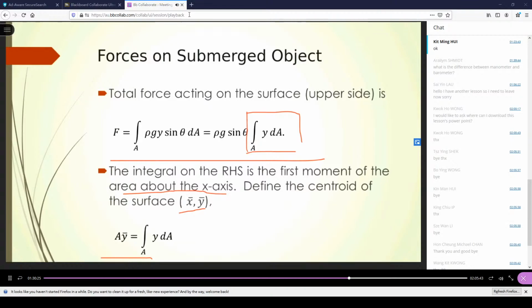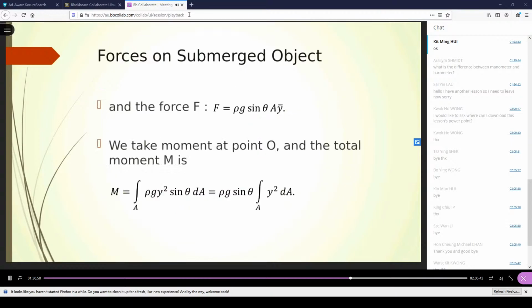Let's put it this way. We define a centroid, like y bar is the centroid. The centroid multiplied by A is the definition of the first moment of area above the x-axis. So we define a centroid like this, and the total force acting on the plate will be F equal to rho g sine theta A times y bar. So it depends on what area it is.